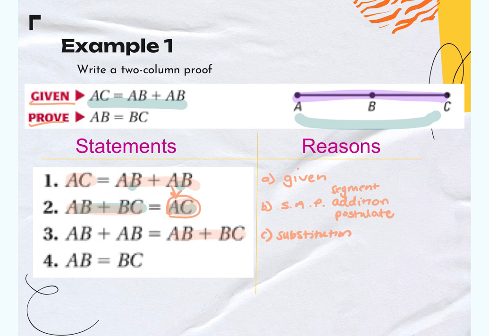And then this last thing says AB equals BC. So if I compare 3 to 4, I had AB plus AB and AB plus BC, and I went to this step by eliminating AB from both sides of my statement. And eliminating or subtracting would be your subtraction property of equality.